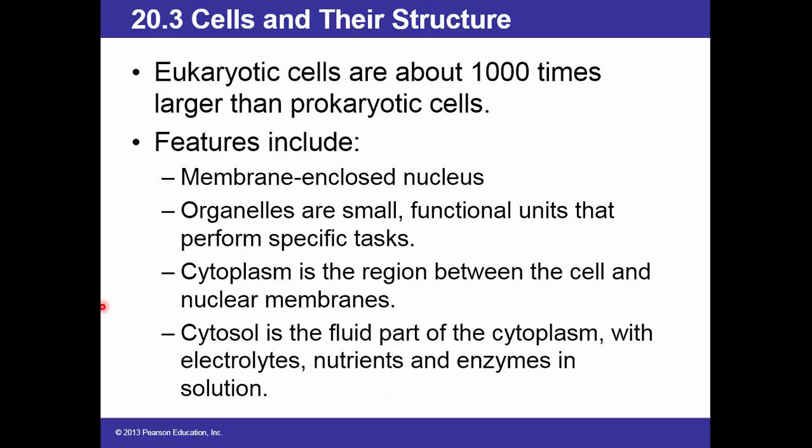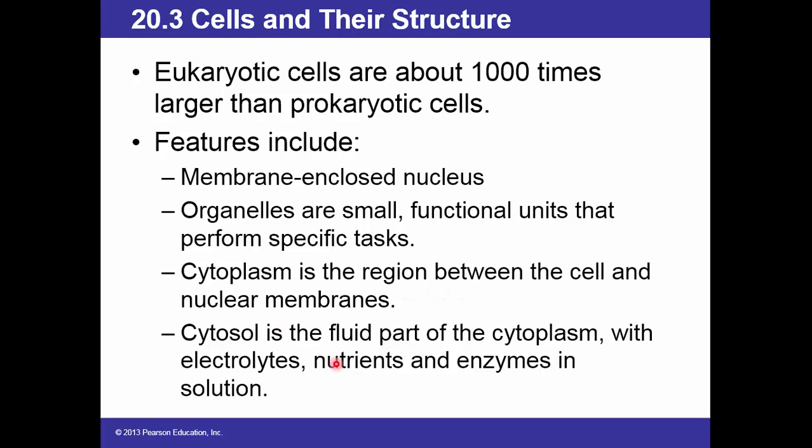Eukaryotic cells are about 1,000 times larger than prokaryotic cells, and features include a membrane-enclosed nucleus. Organelles are small functional units that perform specific tasks. Then we have cytoplasm, the region between the cell and the nuclear membrane.